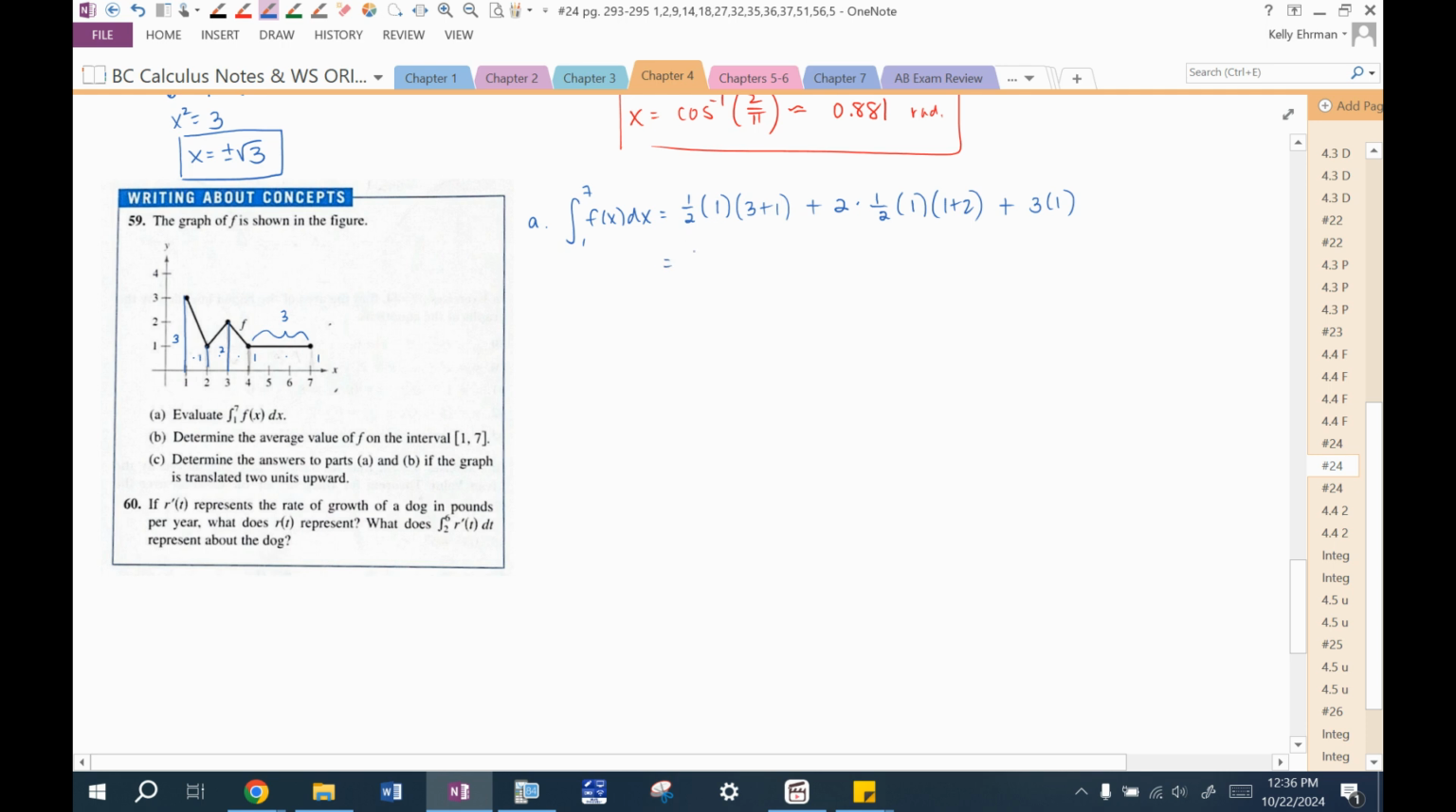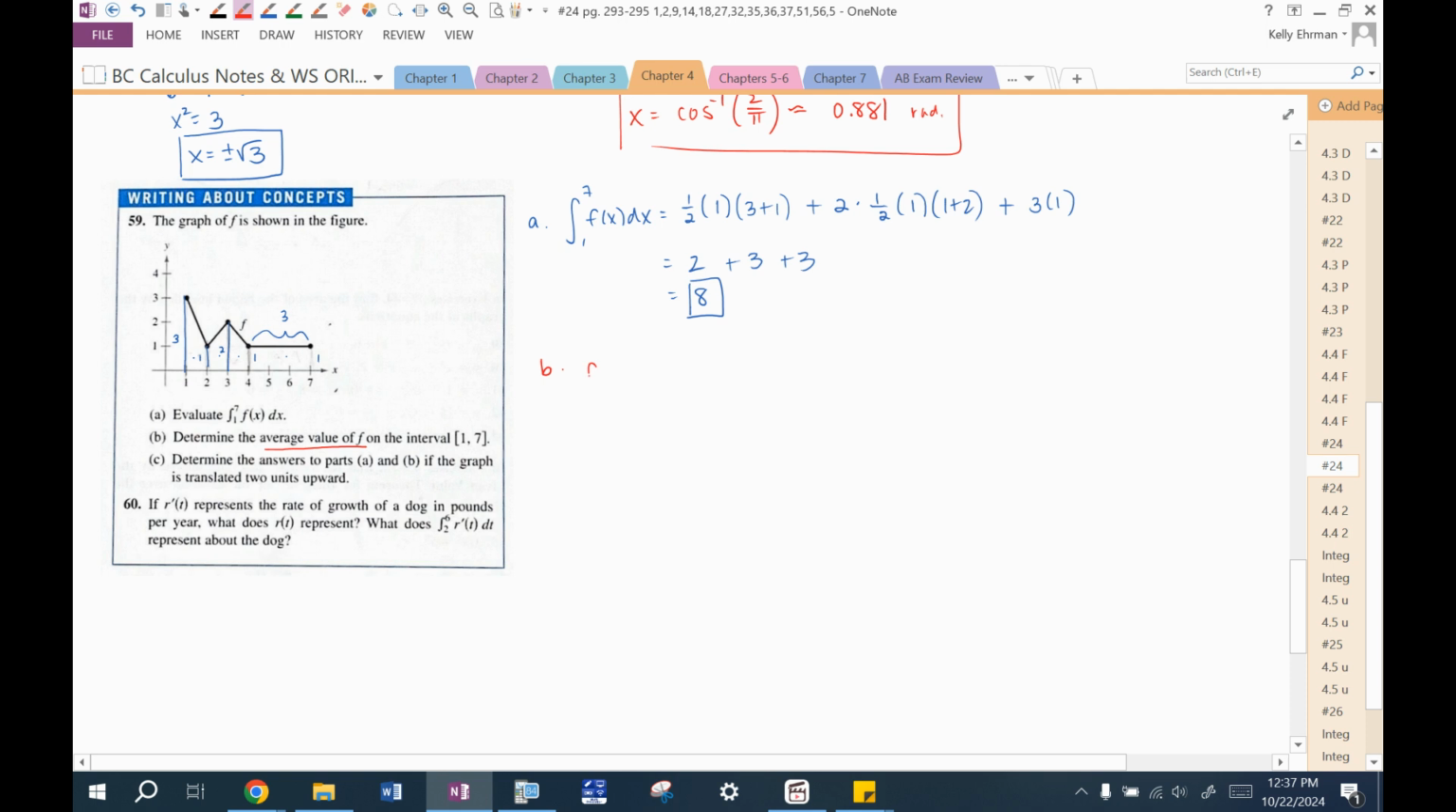So 1/2 of 4 is 2. 2 times 1/2 cancels, so this is plus 3, plus another 3. So that area is 8. And then part B says determine the average value on the interval 1 to 7.